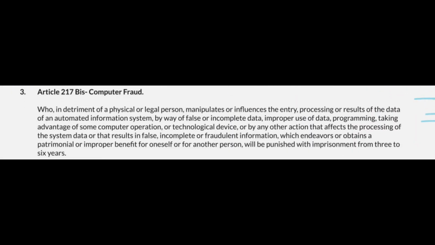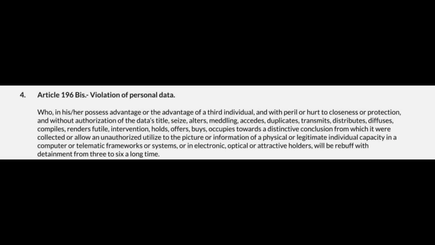The third one is Article 217, which is computer fraud. This article talks about a person who uses a computer to take or alter electronic data or to gain unlawful use of a computer or system. Lastly, Article 196, violation of personal data. This article talks about a person who breaches or accesses the personal information of the people in the country and uses or edits it for some purposes.